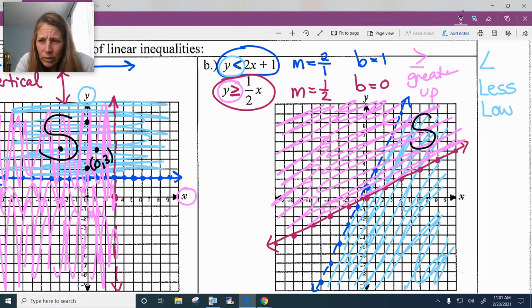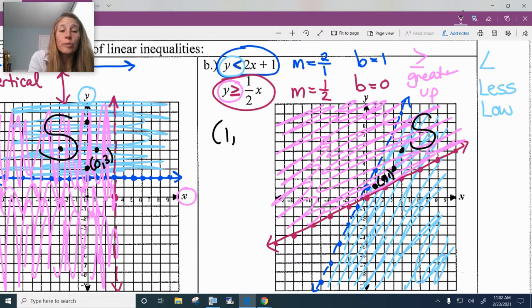I usually like to pick one that's inside somewhere. So I'm going to go to (1, 1). That point right there looks like it might work. Or maybe (3, 3), or maybe (4, 1). So really, it doesn't matter. I'm going to just do (1, 1) because those are nice, easy numbers to work with.